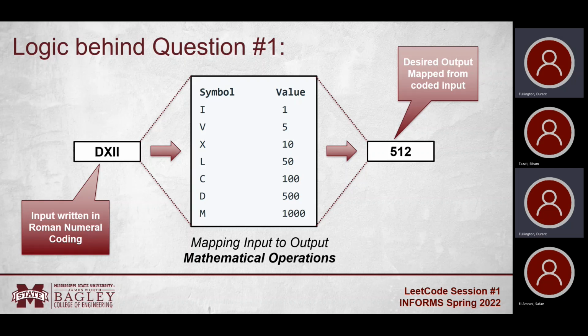So behind the logic for the first question, when you input your Roman numeral, you'll type it in as a string variable, and then we want to map it using this conversion between symbol and integer value. Once we map it, we apply those mathematical operations, those constraints, whether it's adding the numbers together or subtracting them. And then finally, we output our desired result, which is our integer value. So in this example, it was 500 plus 10 plus 2, which gives us 512.